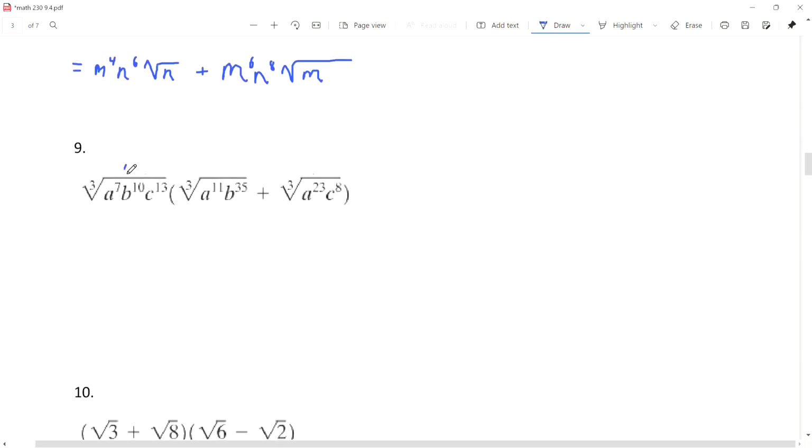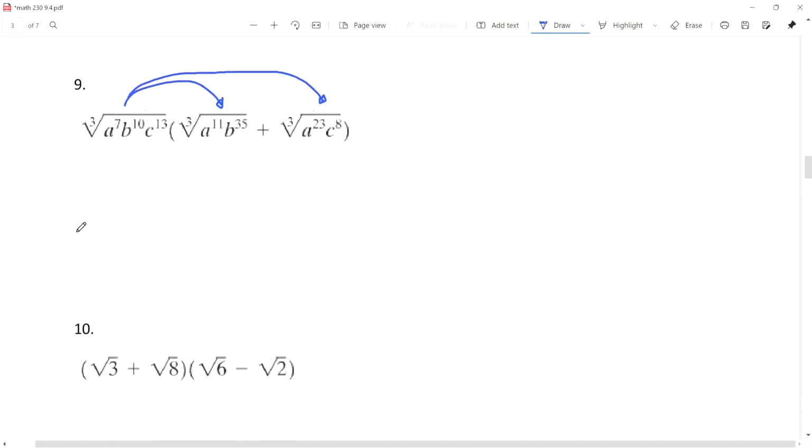Example 9, you can pause this video and try this one on your own. Alright, let's try it together. We have the cube root of a to the 7th times the cube root of a to the 11th. Again, you're going to have to add these exponents together. So 7 plus 11 gives me a to the 18th.